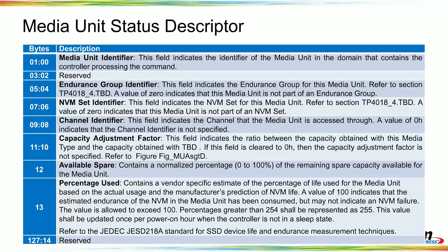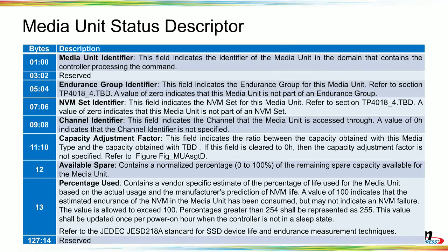So each of the media units has some information that refers to how it's going to be configured. Which endurance group is it part of? Which NVM set is it part of? Which channel is it on? Each of the channels on the back end is numbered. We also have the ability, perhaps in the future, to change the bits per cell on a media unit and adjust the capacity as a result.